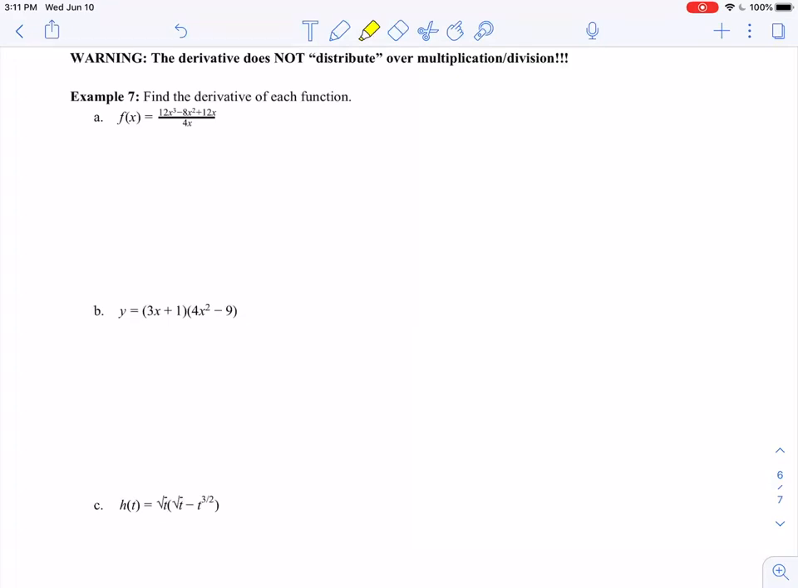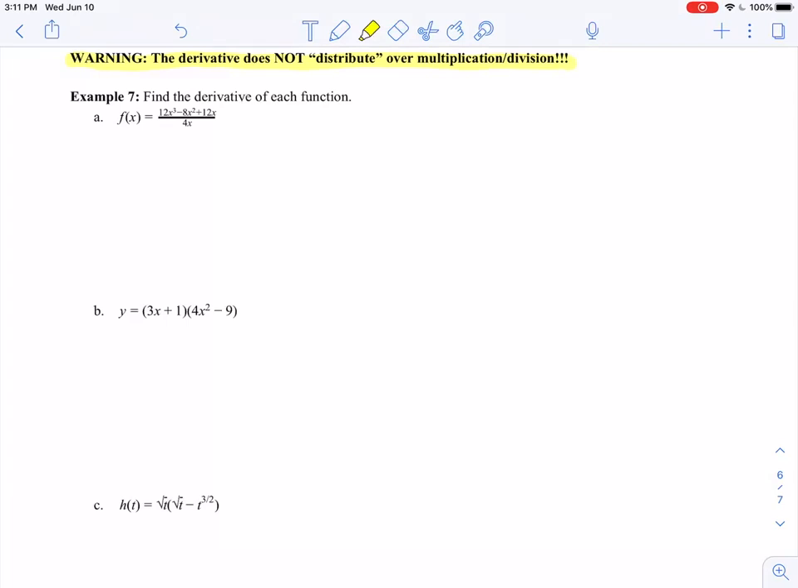We said in the last video that the derivative will, quote, distribute over addition and subtraction. However, that is not the case for multiplication and division. The derivative will not distribute over multiplication and division. This is a little bit more difficult for us to work with.